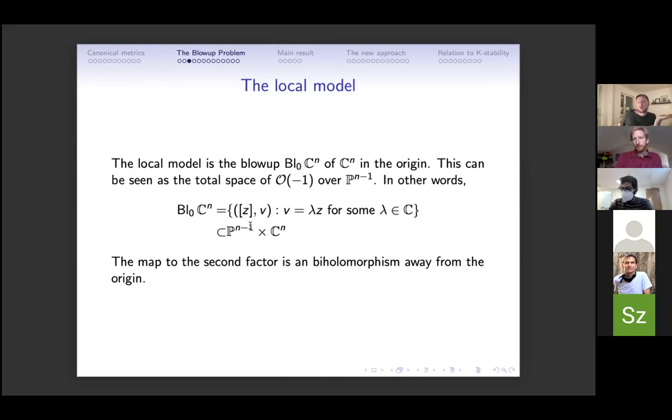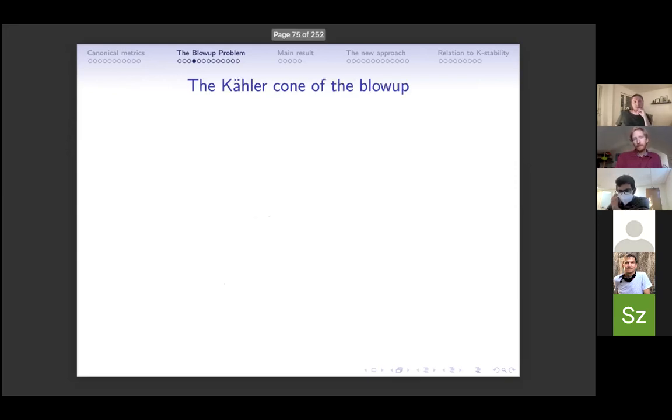it's all of P^(n-1), because that parameterizes the lines through the origin. The origin is in all of those lines. So what we have done is replace the origin with a copy of P^(n-1). That's the local model for the blowup, and you can do that globally via gluing. So this is the manifold that we're interested in constructing extremal metrics on.